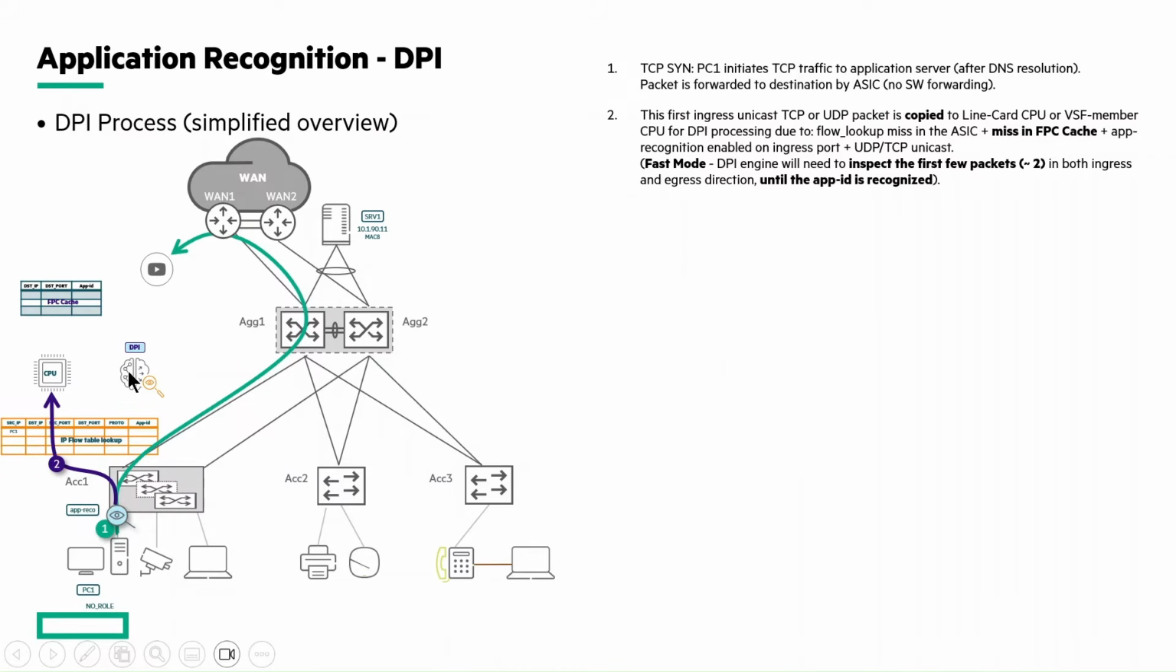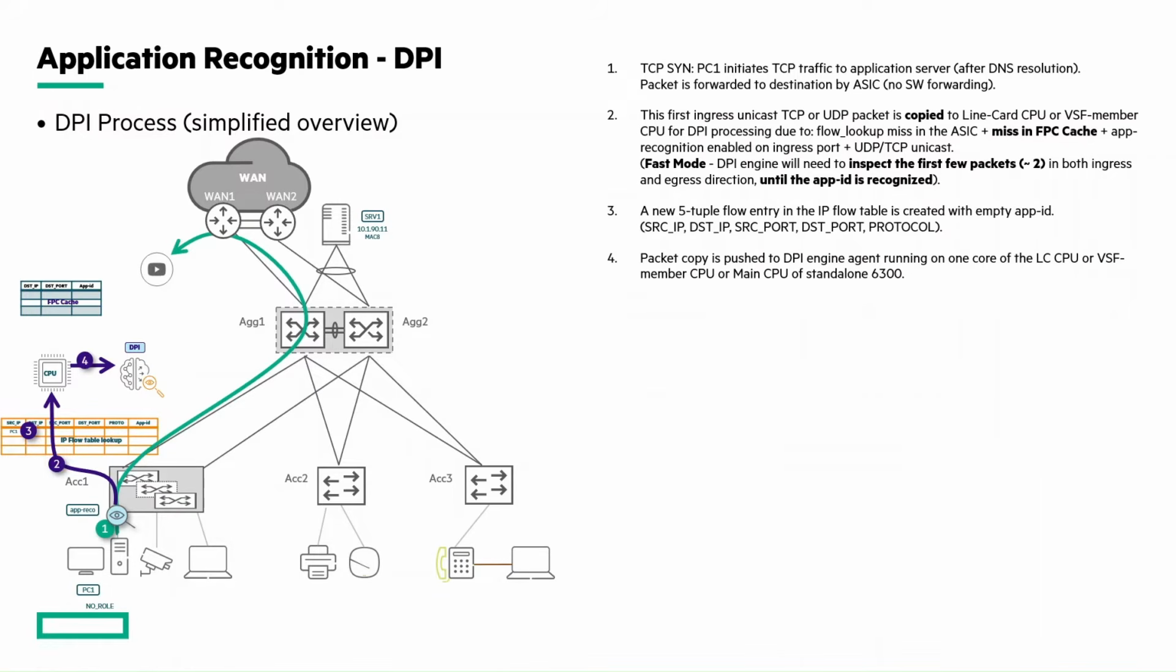So in fast mode, the DPI engine will need to examine only the initial few packets, around 2, in both ingress and then egress directions before identifying the application ID. As a result of this, a 5-tuple IP flow entry is created in the IP flow table with all the other information except the app ID, because it's not yet recognized. Only after the recognition will the application ID be filled here. The packet copy is sent to the DPA engine agent, which is executing on the main CPU of the standalone 6300 or one core of the LC CPU or the VSF member CPU.